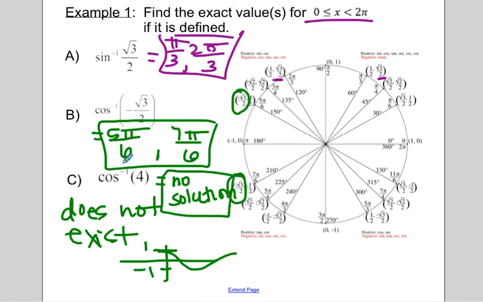It's a no solution. So if you ever have a sine or cosine value that's bigger than 1 or less than -1, then it's a no solution. Sine and cosine have to be in between -1 and 1. So there's that.